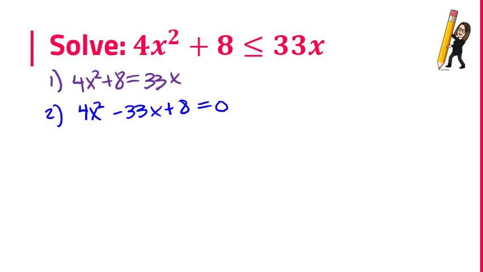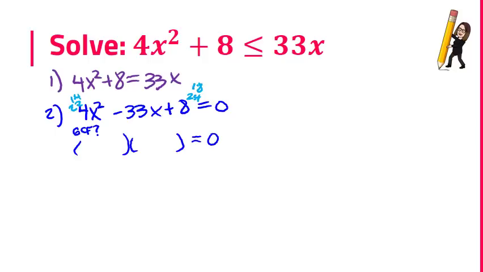Now, in order to actually solve for x, I have to factor first. First check, is there a GCF? And there's not. Darn it, because guess what? That means I have some options here. Because the factors of 4 are 1 and 4 and 2 and 2. Okay? The factors of 8 are 1 and 8 and 2 and 4. Okay? So I might have to do a little guess and check.